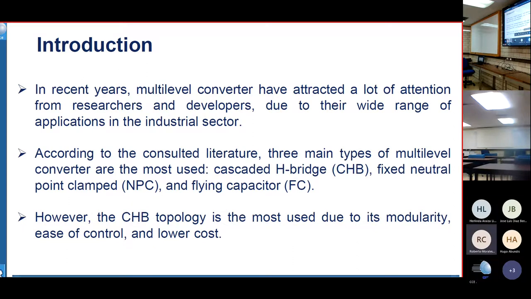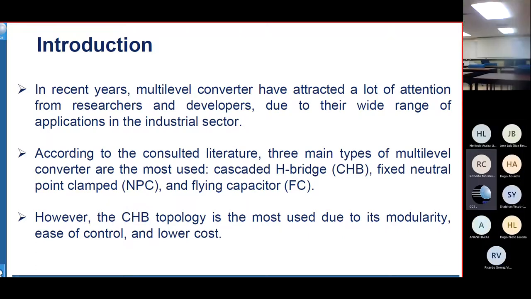Inverter. In recent years, multi-level converters have attracted a lot of attention from researchers and developers due to their wide range of application in the industrial sector. According to the consulted literature, three main types of multi-level converters are the most used: the cascade H-bridge, the neutral point clamped, and the flying capacitor. However, the CHB topology is the most used due to its modularity, ease of control, and lower cost.